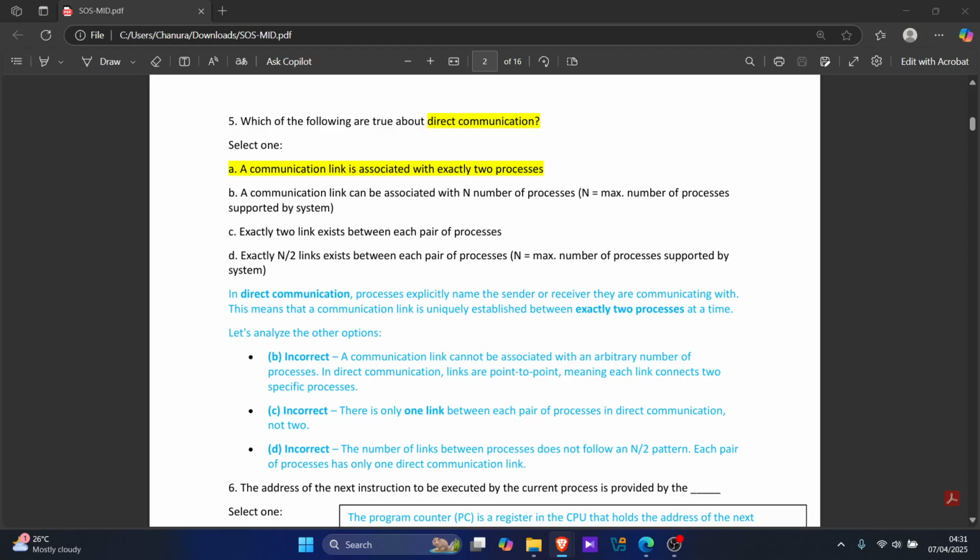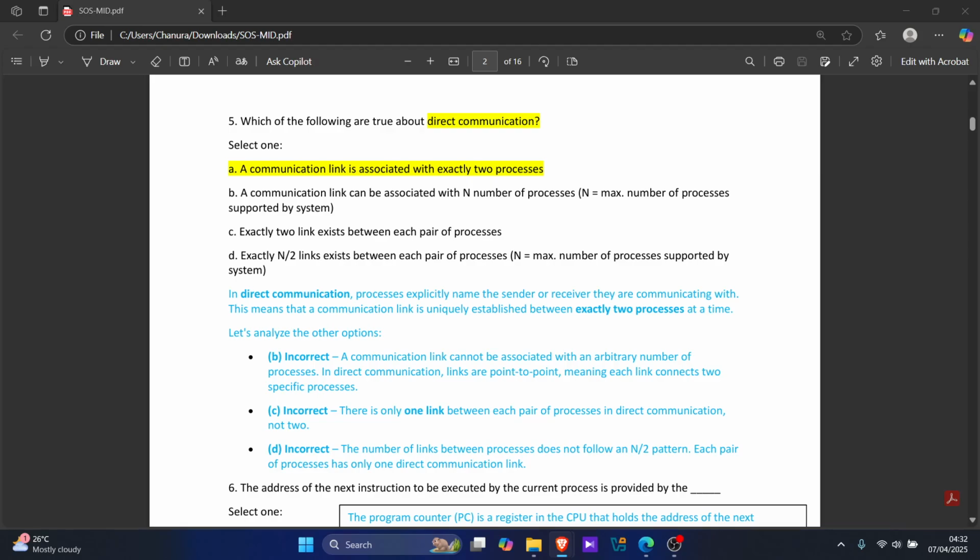But if direct communication is point-to-point, meaning between 2, then n processes wouldn't apply here. So B is probably wrong. Option C claims exactly 2 links exist between each pair. Wait, why 2? If they just need to communicate both ways, maybe one link can handle bidirectional communication. So maybe each pair only has one link.